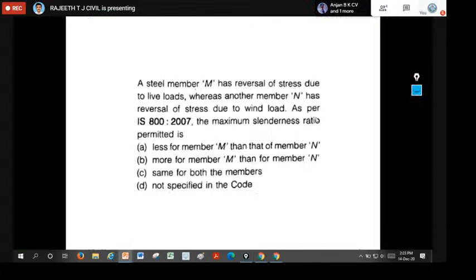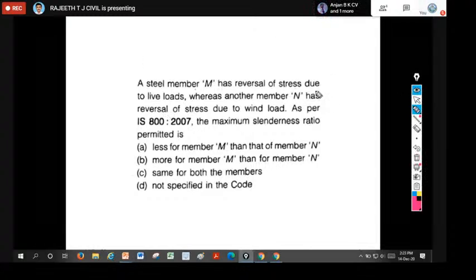So we'll see one review question on this. This was a GATE question. A steel member M has reversal of stress due to live loads, whereas another member N has reversal of stress due to wind load. Here we have two members, and we need to compare their lambda values. So as per IS 800, what is the maximum slenderness ratio permitted?